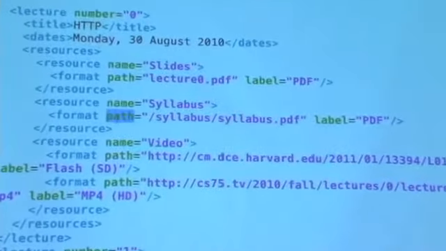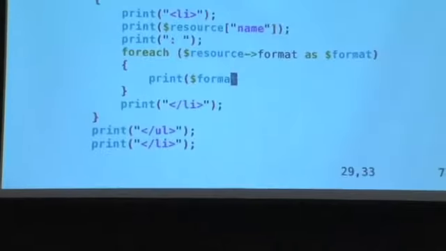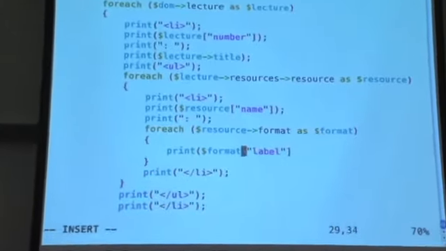Quick sanity check on the XML. A format element has a path. That's what I want to make hyperlinked. And then it has a label. Why? Just because. That's the convention we came up with. So let me do the simple part first. Let's print out just the label.